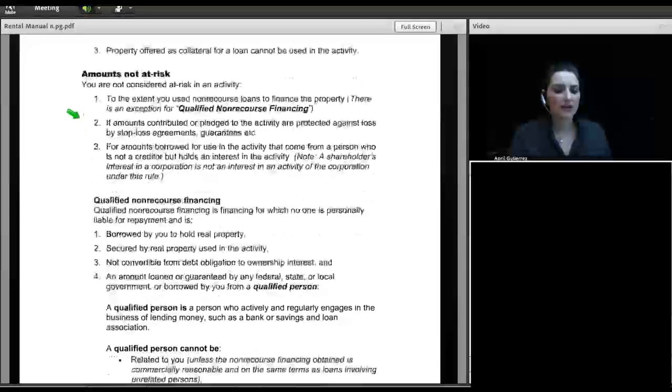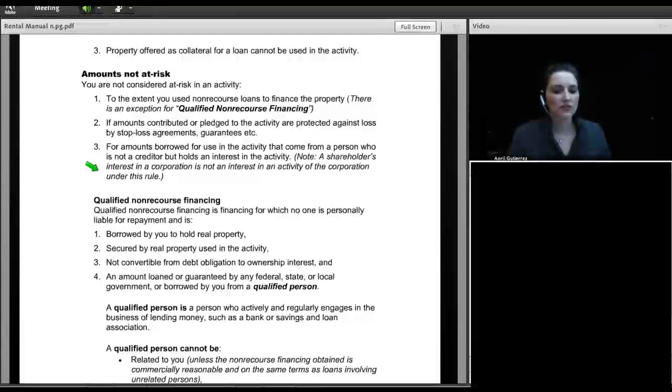Amounts you are not at risk for. You are not considered to be at risk in an activity to the extent you use non-recourse loans to finance the property. There is an exception for qualified non-recourse financing that we'll talk about. Or if the amount contributed or pledged to the activity are protected against loss by stop-loss agreements or guarantees, etc. Or for amounts borrowed for use in the activity that come from a person who is not a creditor but holds an interest in the activity.